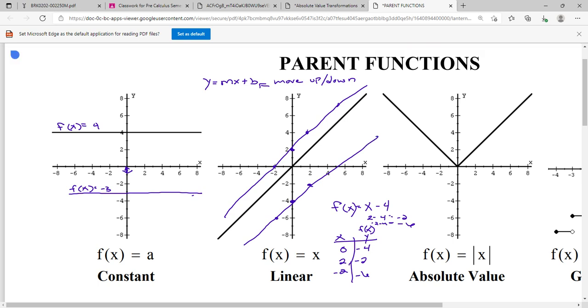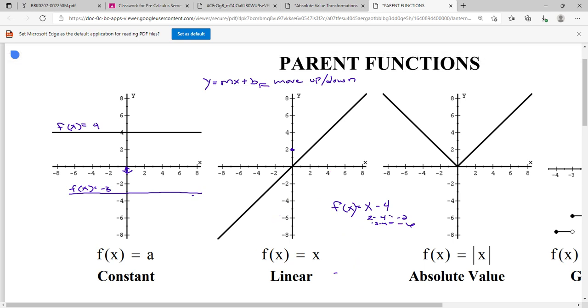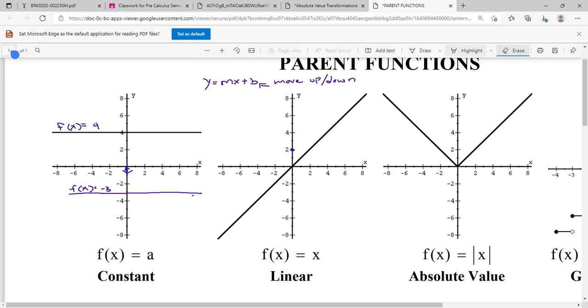So we've already done this when we did linear equations. Linear functions are the same thing. The other part of it is our m, which is our slope, and that's going to change the slantiness of our line. So right there.